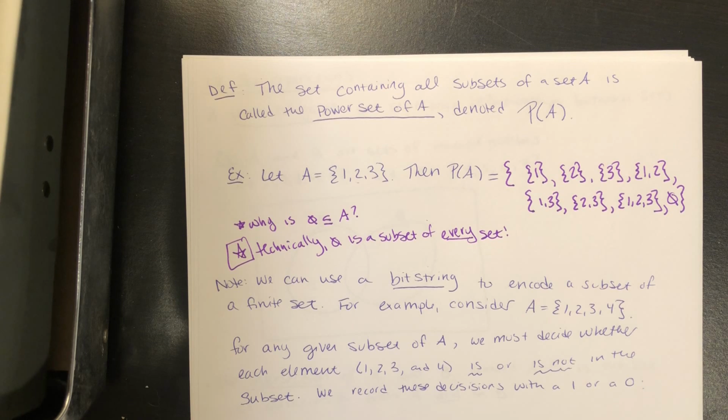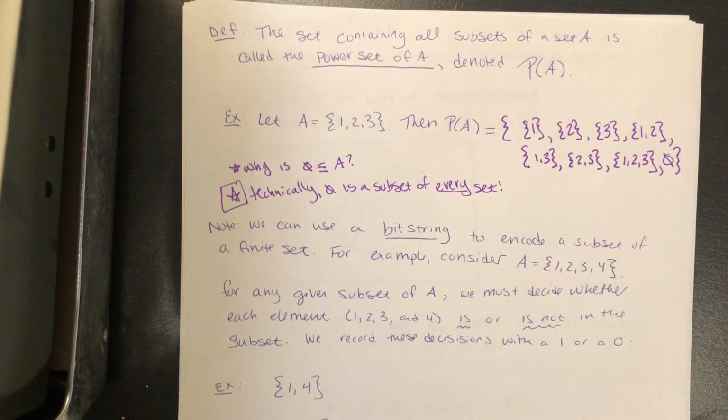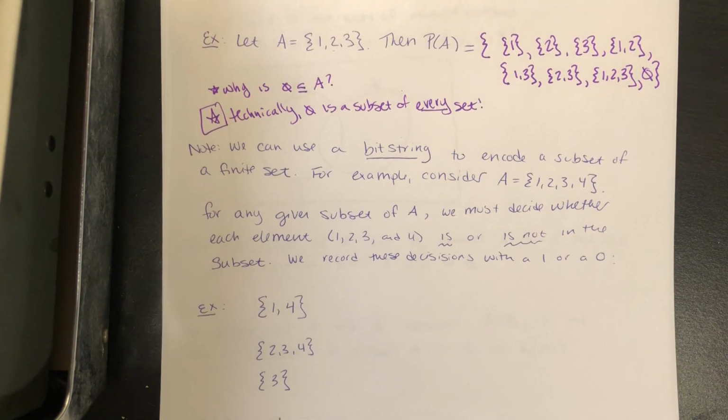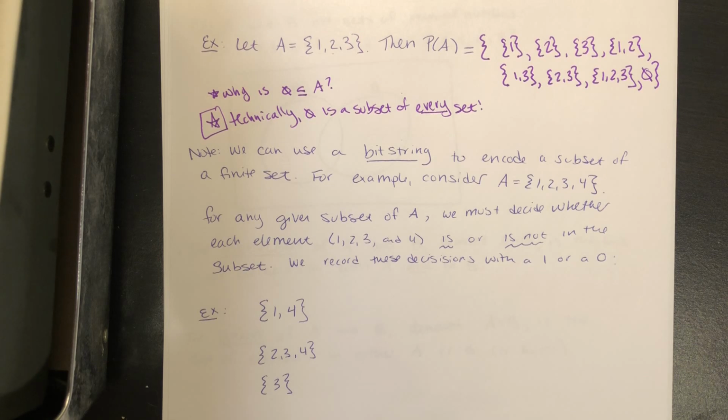All right, now, it's sometimes useful, when we're talking about all the subsets of a particular set, to have some kind of shorthand, because we don't like having to draw out all these curly brackets. This is sort of annoying to do. And so conveniently, we can use a bit string, or a binary string of zeros and ones, to encode a subset of a finite set.